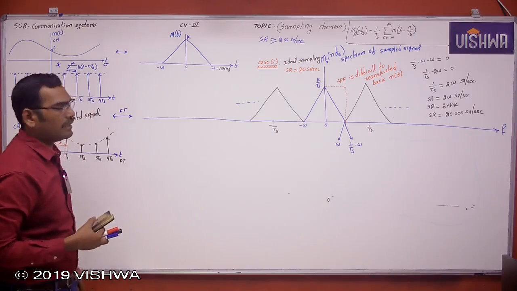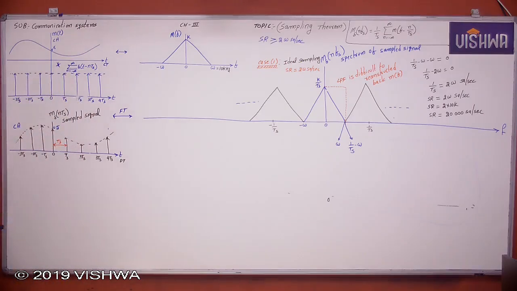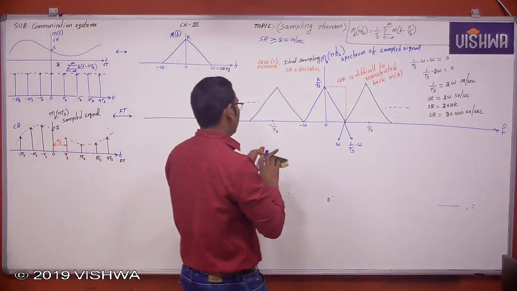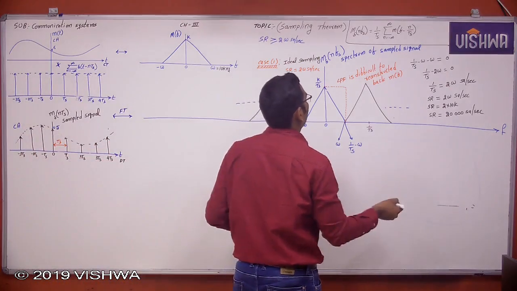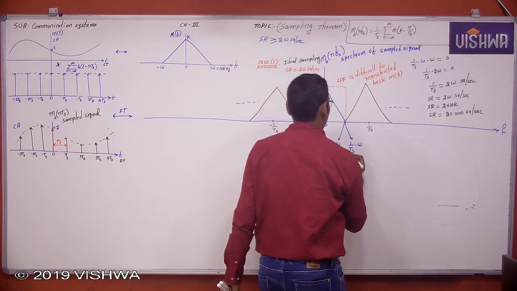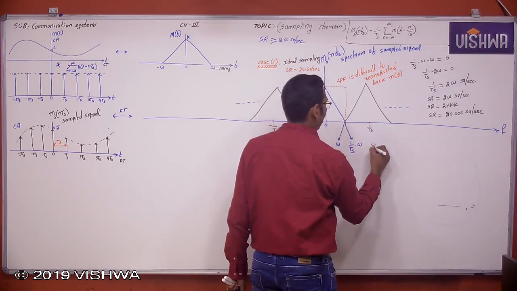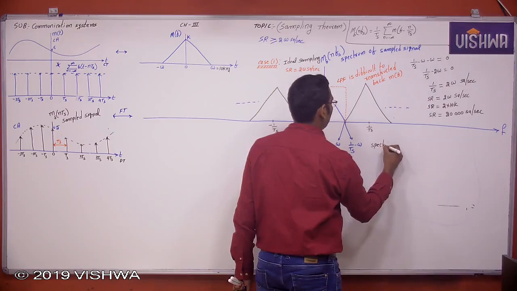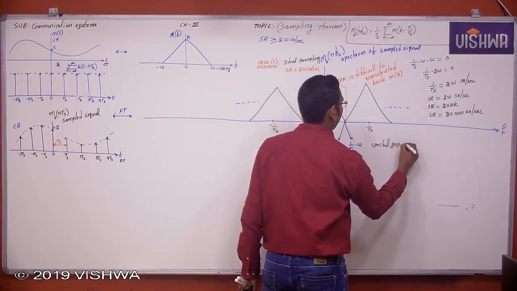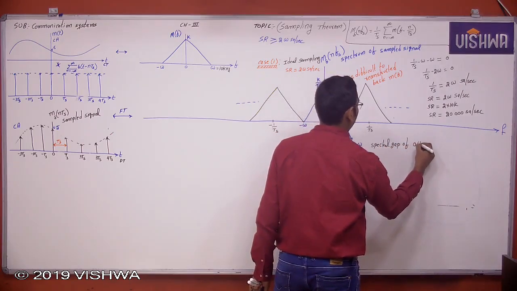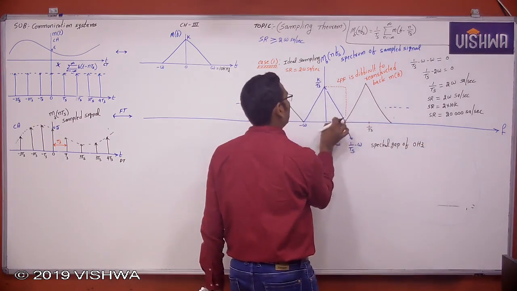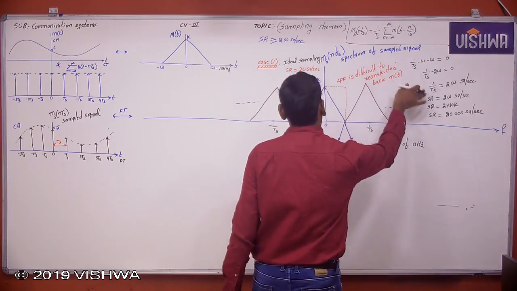Now when the sampling rate is equal to 2 omega samples per second, with a guard band or a spectral gap. What is the spectral gap? Spectral gap of 0 hertz. There is a spectral gap of only 0. This is the spectrum of the sampled signal.